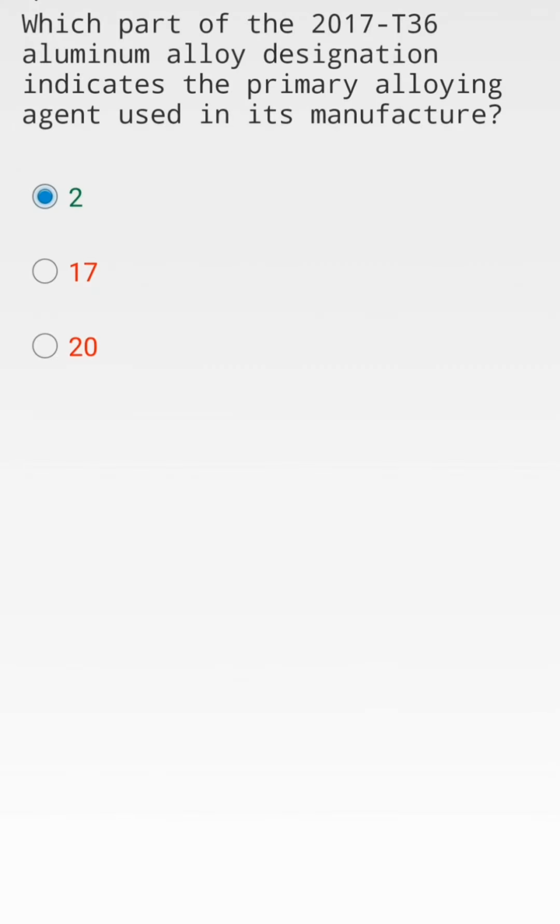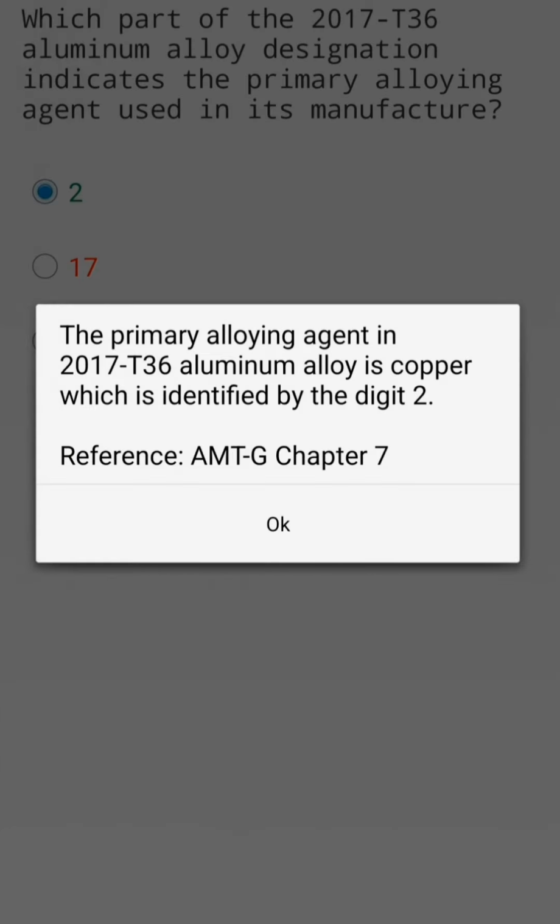Which part of the 2017-T36 aluminum alloy designation indicates the primary alloying agent used in its manufacture? 2. The primary alloying agent in 2017-T36 aluminum alloy is copper, which is identified by the digit 2 at the beginning.